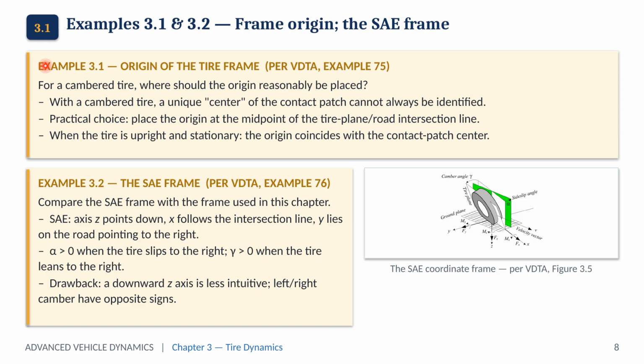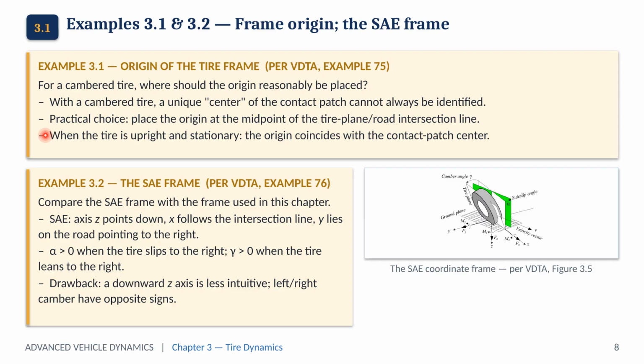The difficulty is that for a cambered tire the center of the contact patch is not always well defined. The practical choice is to place the origin at the midpoint of the intersection line between the tire plane and the road. When the tire is vertical and stationary, that point coincides exactly with the center of the patch.